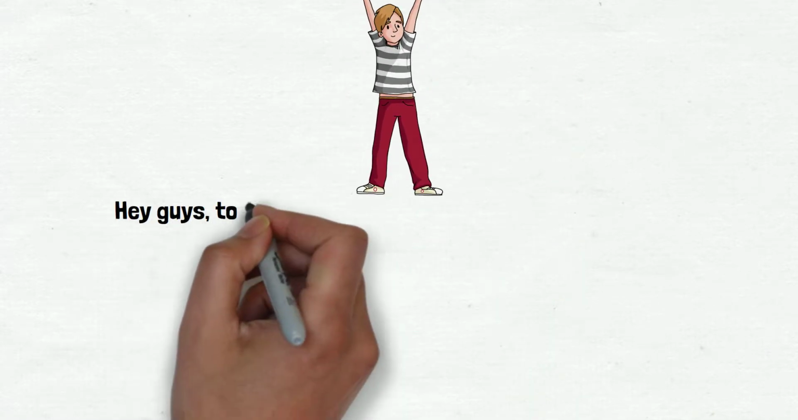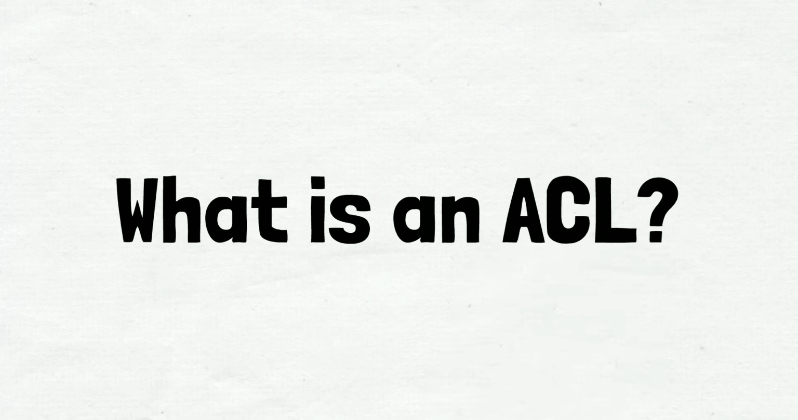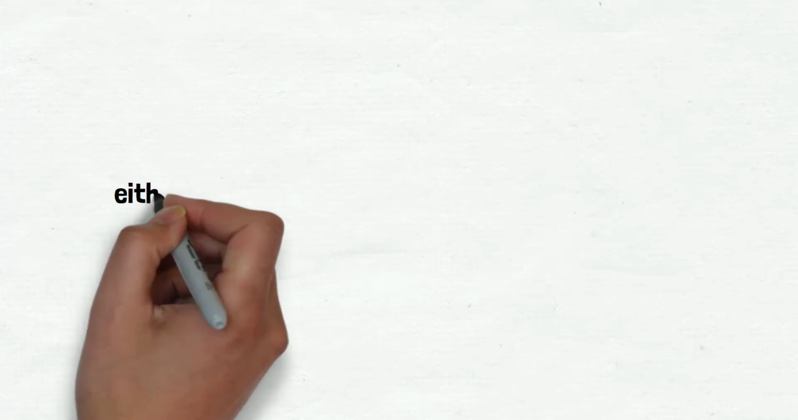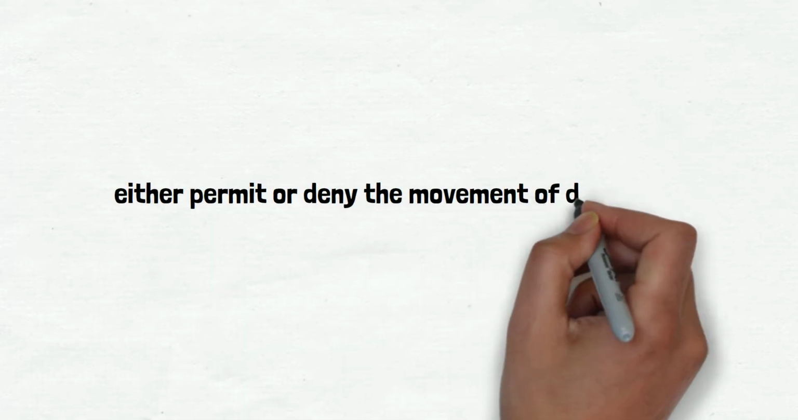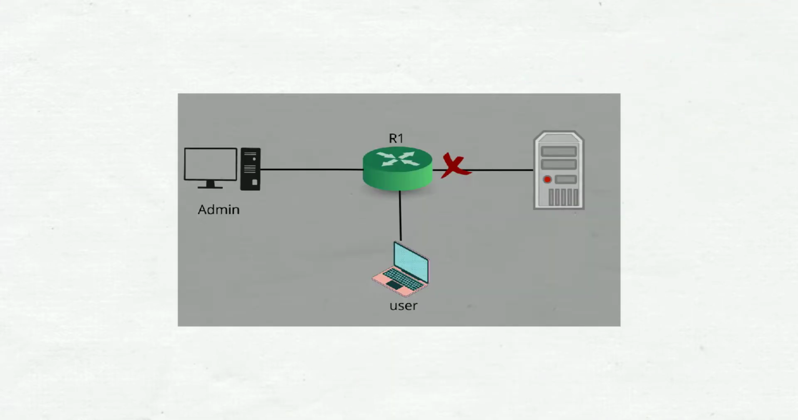Hey guys, today we're gonna talk about the Access Control List or ACL. What is an ACL? Access Control List is a list of statements that are meant to either permit or deny the movement of data from the network layer and above. They are used to filter traffic in our networks as required by the security policy.